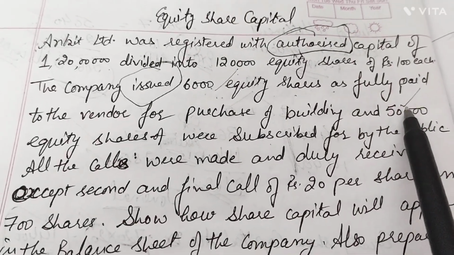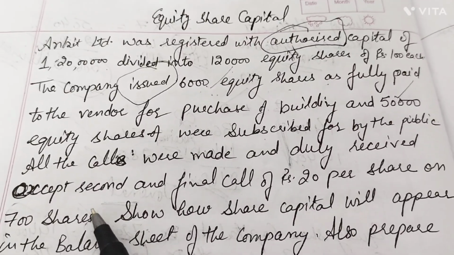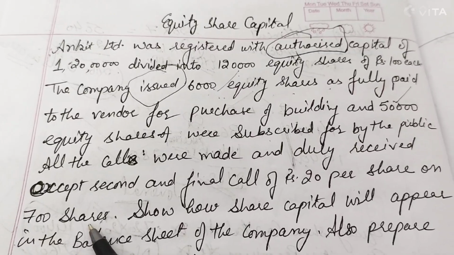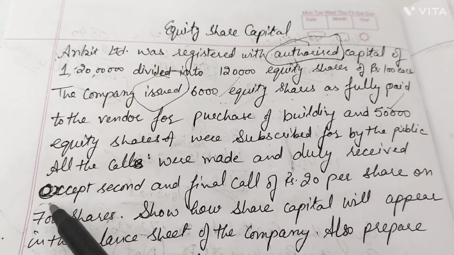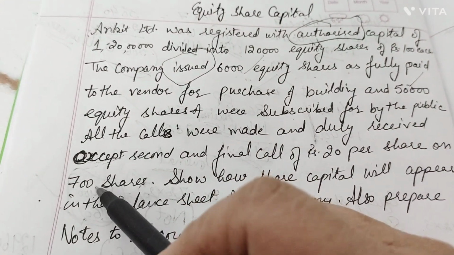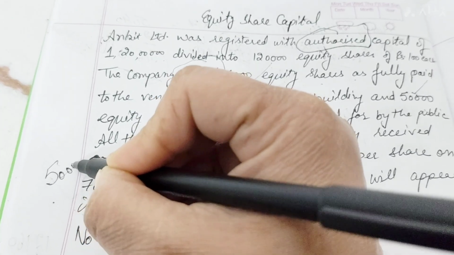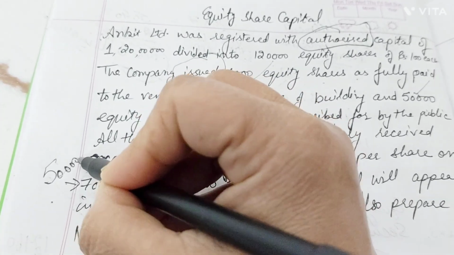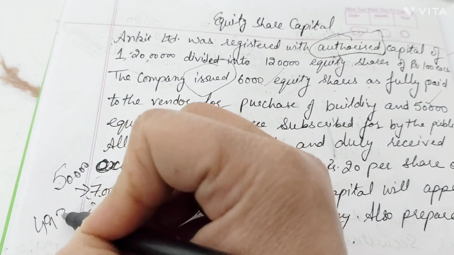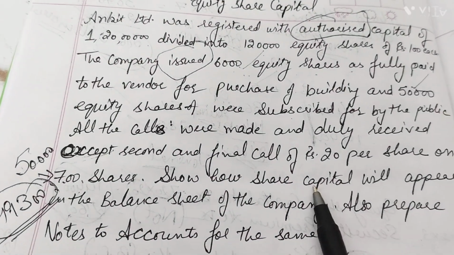That is 56,000 shares. Now in the question it says all the calls were made and duly received except the second and final call of rupees 20 per share on 700 shares. So except means the company has not received the final call on how many shares? On 700. So out of 50,000 shares issued to the general public, on 700 shares they have not received their first and final call. So the rest, 49,300 shares, they have received the full value which was called up by the company.